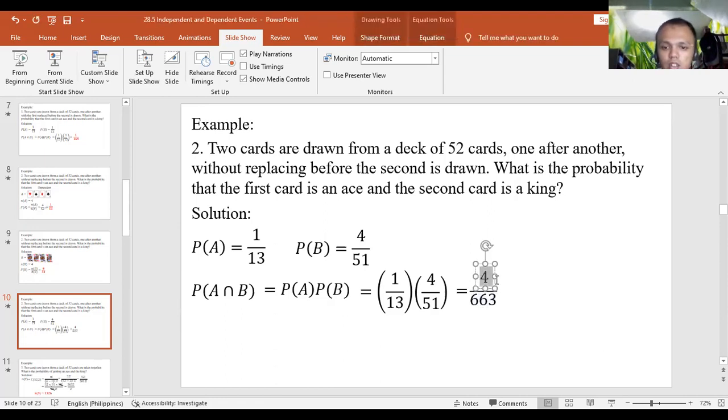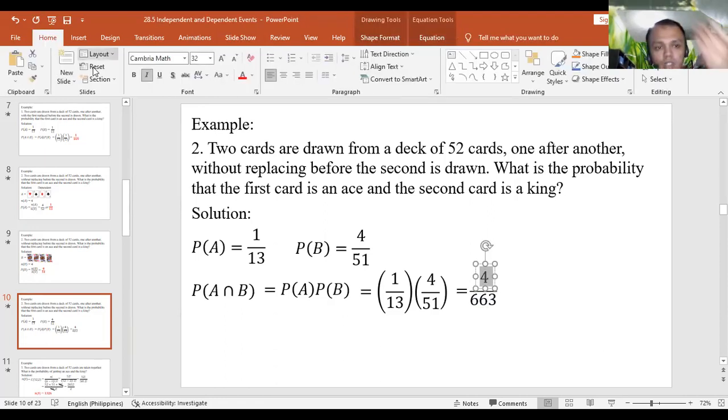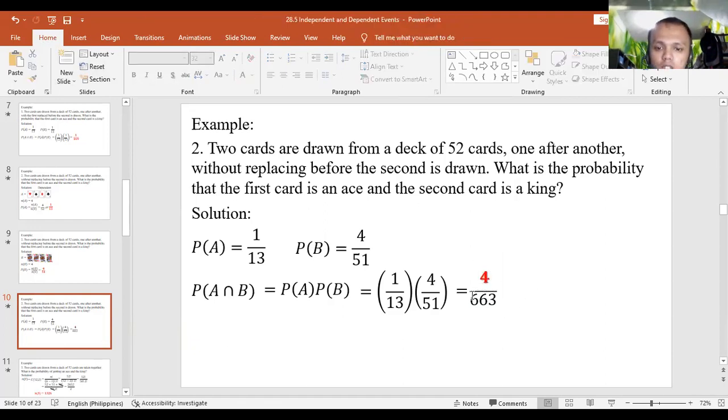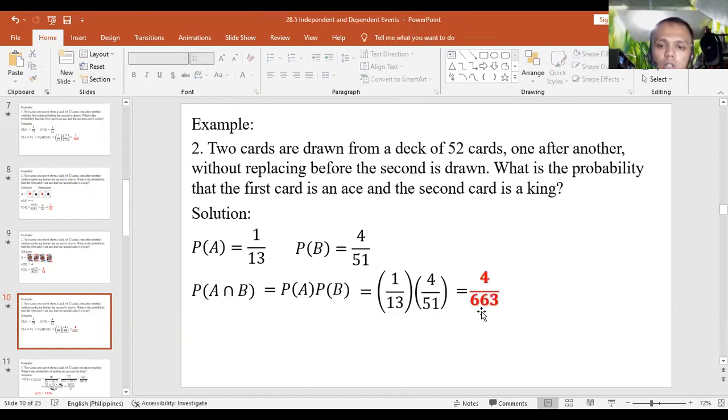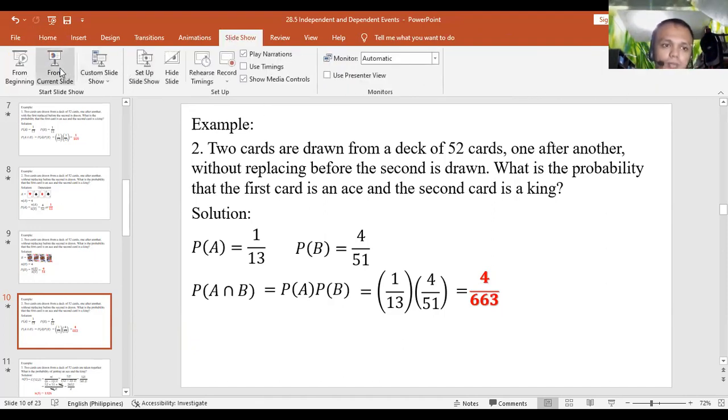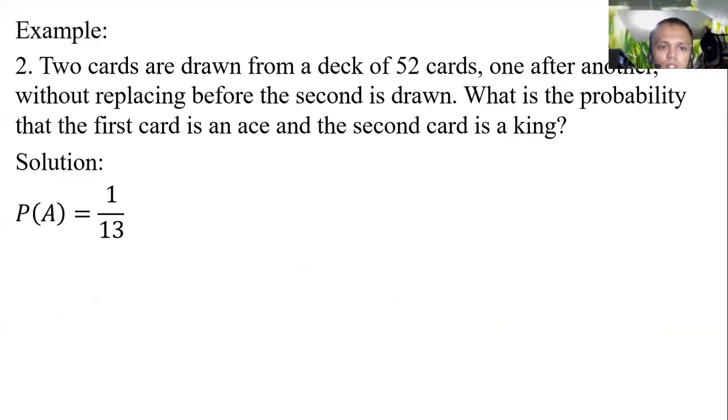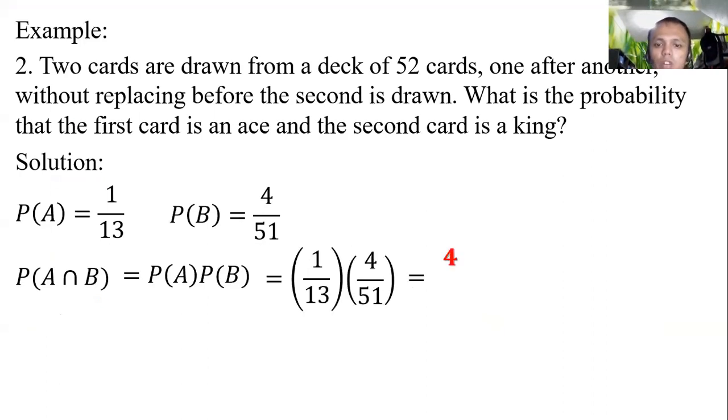Okay? So this is the final answer. There is no lowest term because there is no common factor between 4 and 663. First, 4 is even, while this is odd. So they have no common factor. If there is no common factor, there is no lowest term. So this is our probability: we have 4 over 663.